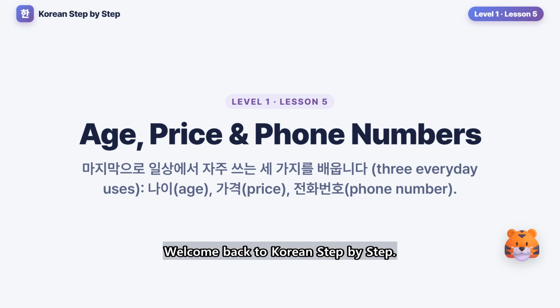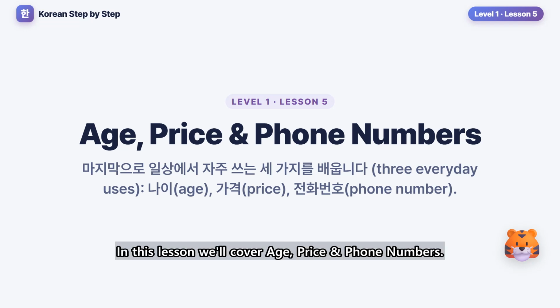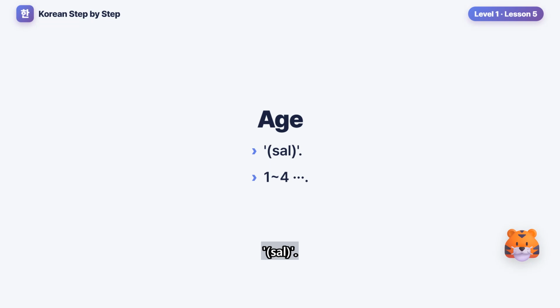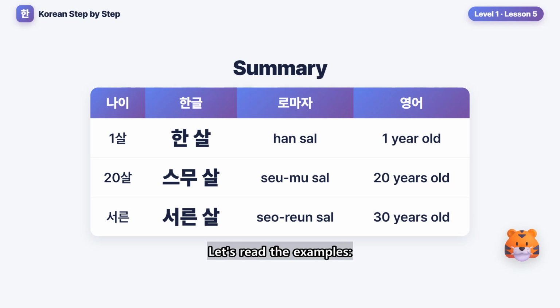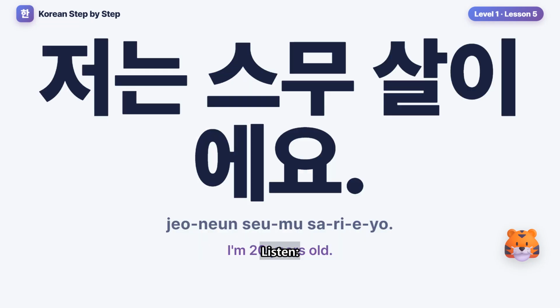Welcome back to Korean, step by step. In this lesson, we'll cover age, price, and phone numbers. Three everyday uses: age, price, phone number. First, age. Here's a summary table. Let's read the examples. 1살, 20살, 30살. This phrase means I'm 20 years old. Listen. 저는 20살이에요.